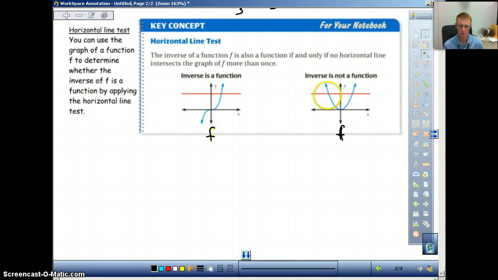On this one, however, right away you can see that our horizontal line goes through more than one point. It goes through here and here. Therefore, our inverse would not be a function. However, our original function still is a function. So what it shows you is that whether you have a function or not, the inverse still may not be a function. So that's just something that we're going to be dealing with.